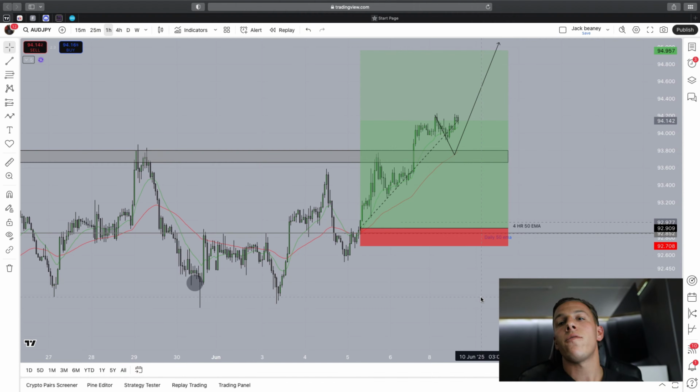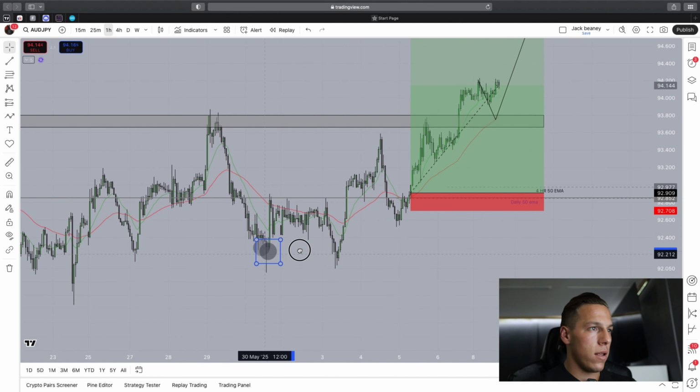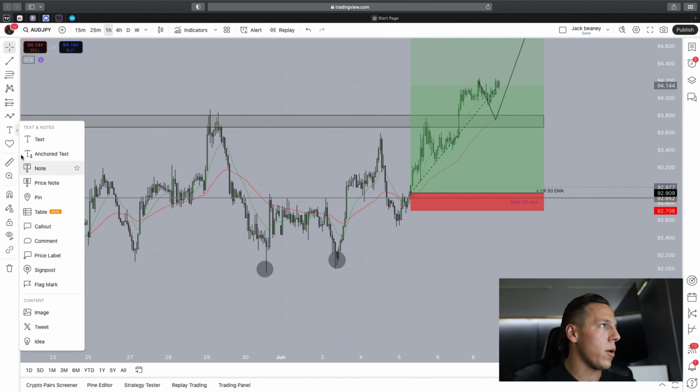If you're entering things with 80, 100 pip stop losses, you're not going to start getting the fine-tuned 1 to 5, 1 to 6, 1 to 7 trades that you really want to grab good returns. And then this is what we had here. We had our little double bottom.